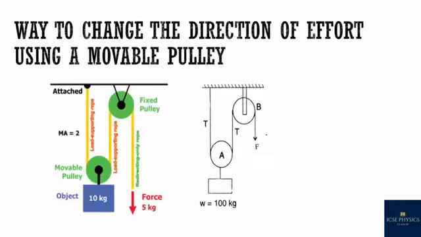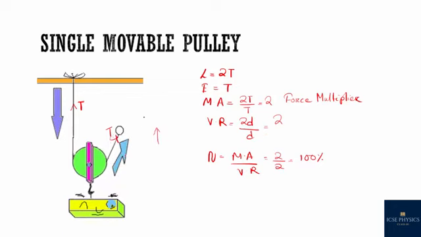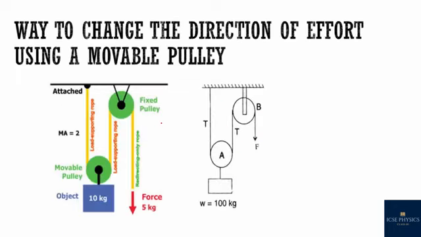Now, ways to change the direction of effort using a movable pulley. Here, what is the direction of effort? It was upward, right? It is difficult to lift a weight upward. We wanted to change the direction of effort using a pulley. Here is a movable pulley and the effort was like this. So we want to change the direction downward. We will attach another fixed pulley at this end.